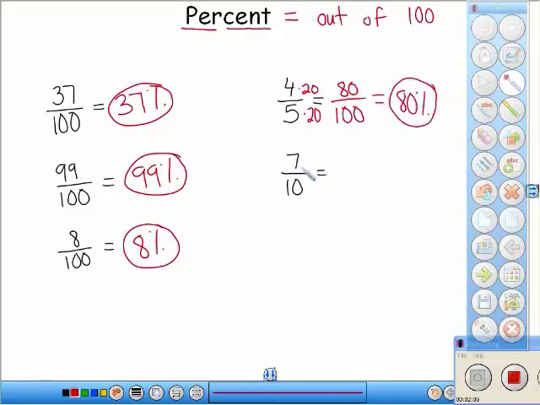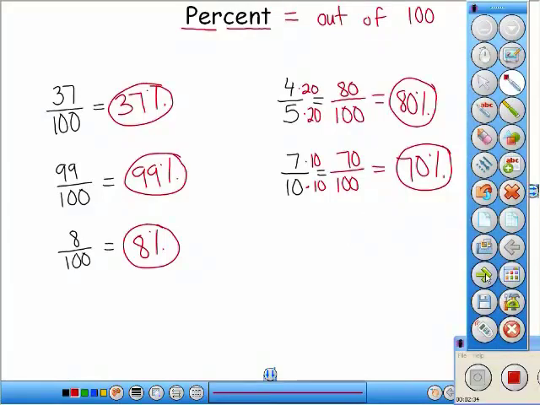Okay? 7 tenths. Well, let's make that out of 100. 10 times what is 100? 10 times 10 is 100. Let's do the same thing to the numerator. 7 times 10 is 70. 70 hundredths. 70 out of 100 is 70%. Okay? Now, remember in class, what happens if the fraction cannot be made into 100? At the very end of this video, I'm going to show you how to do that.